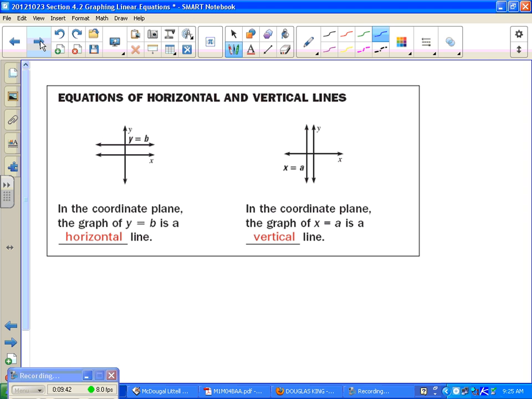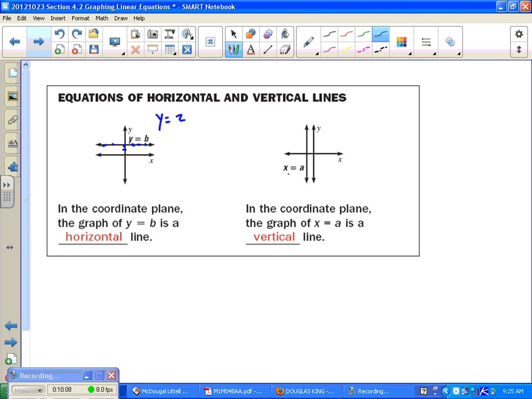For vertical lines and horizontal lines, in the coordinate plane, the graph of y equals b is a horizontal line, where y's value is always constant. This is just showing you that it's always constant. Like y's value equals 2. If this was 1 and this was 2 right here, y's value is 2 for this one, for this one, for this one. It's always 2. That's why y's value is that.